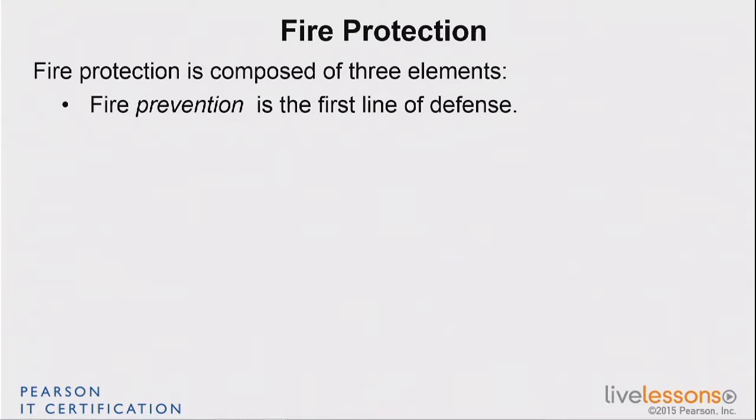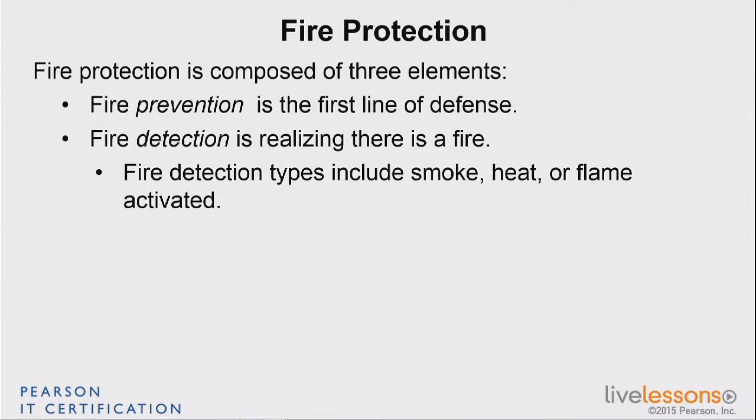So we build facilities that are designed for fire prevention, and we ensure that we don't store flammable liquids or other flammable elements in an area certainly near our servers or in our data center. So we want to put all the controls in place we can to prevent a fire from happening in the first place. Fire detection is the realization that there is a fire. Now, fire detection types include a smoke detector, a heat detector, or flame-activated detectors.